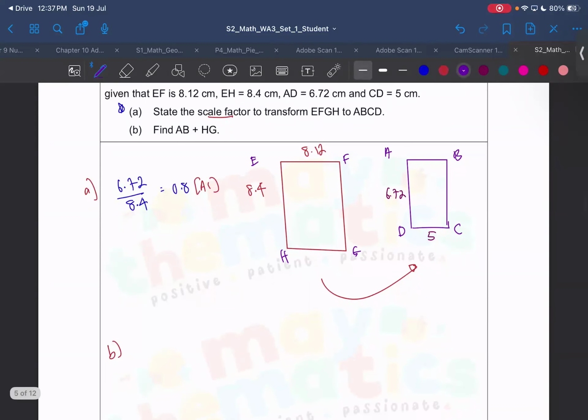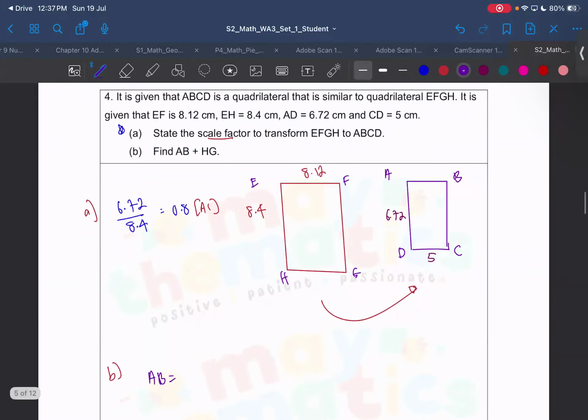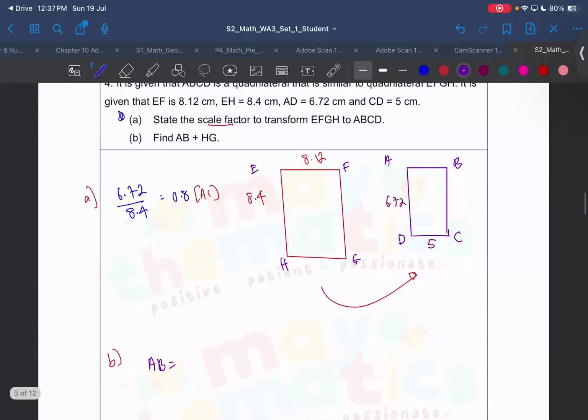So you want to find AB. Using the scale factor, you will get... EF is 8.12. You know how to find AB? I know AB corresponds to EF, and I already know the scale factor. How to find AB?